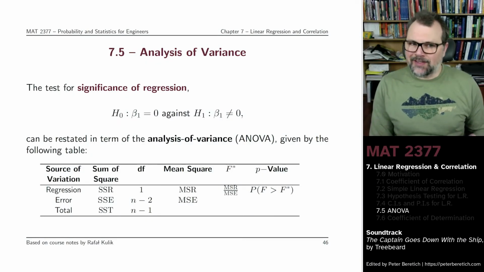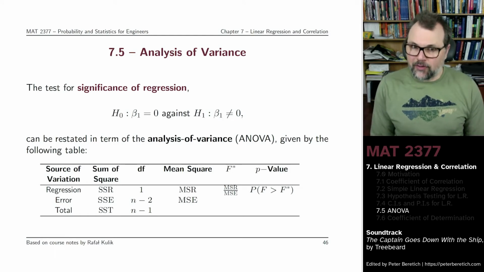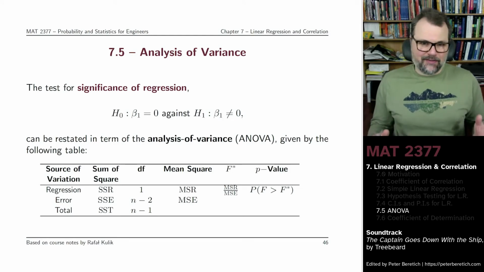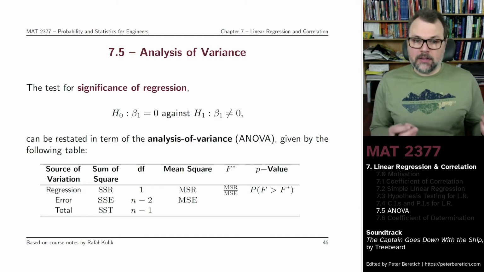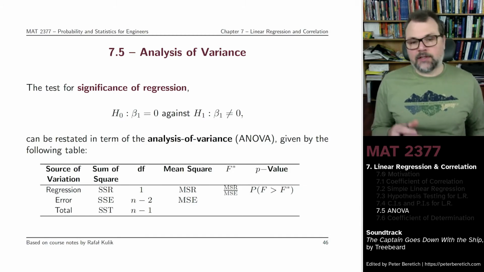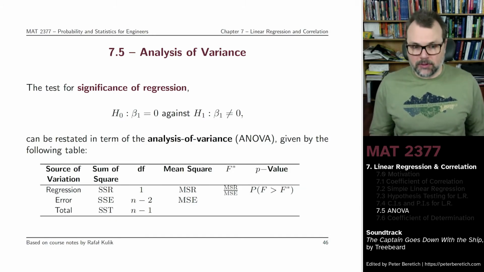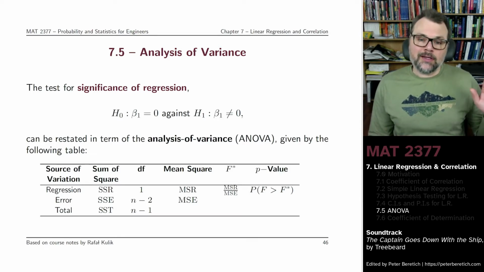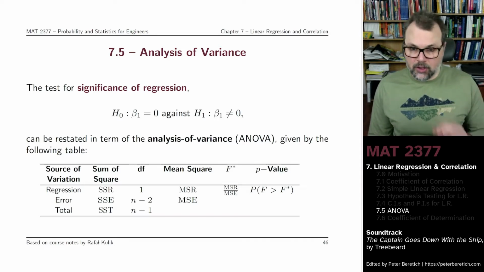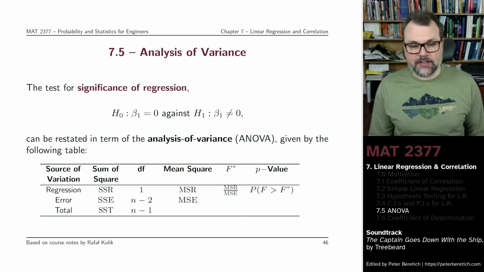Traditionally, there's another way to test for the significance of the regression. That is to say, to test for the null hypothesis that the slope is equal to 0 against the alternative that the slope is not equal to 0. You can use an analysis of variance, ANOVA. The analysis of variance information is given in the following table.